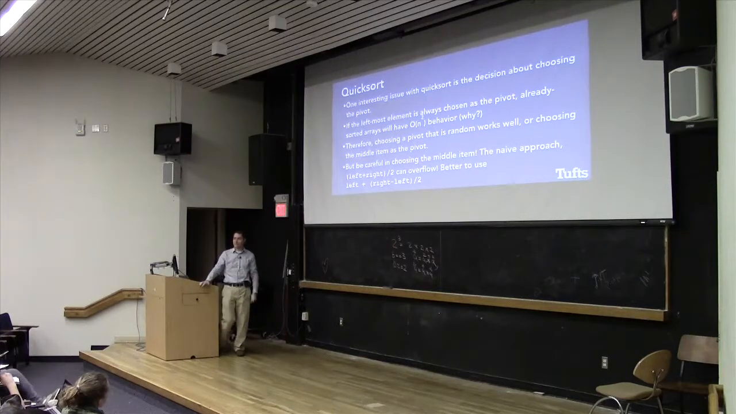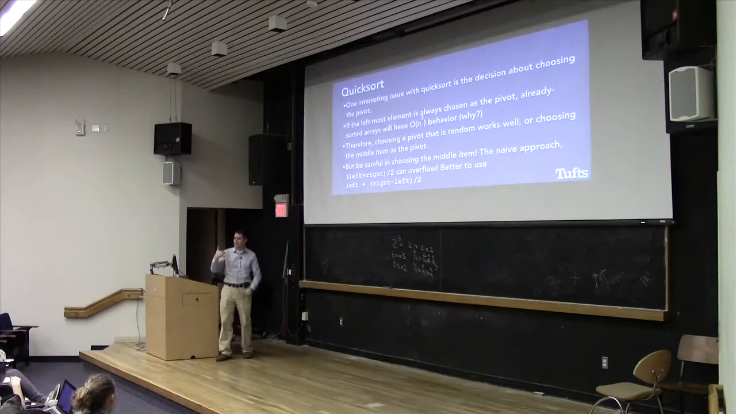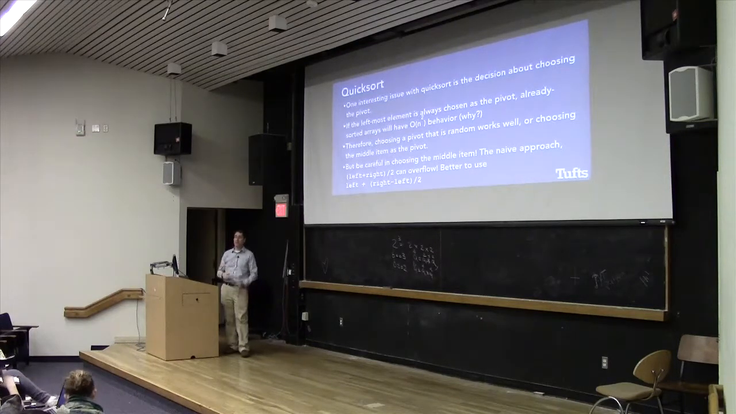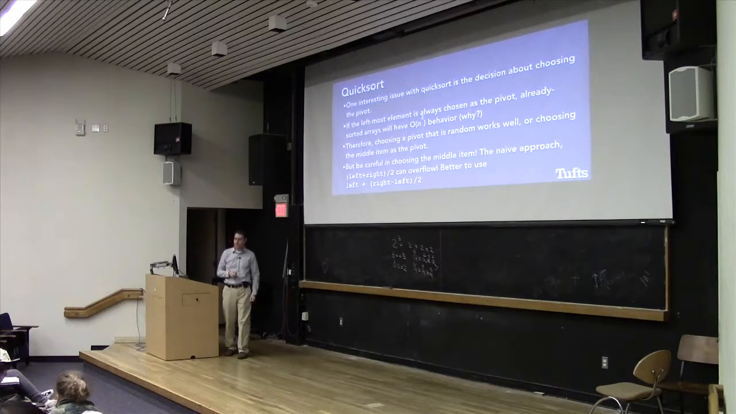So the problem with choosing the leftmost element every time is only problematic if your array is already sorted, or if it's almost sorted. If it's almost sorted, then the bottom values are generally going to be the lower values. That's the only negative. To avoid that negative, one way is to choose something in the middle, or choose randomly. Yes. Yep.